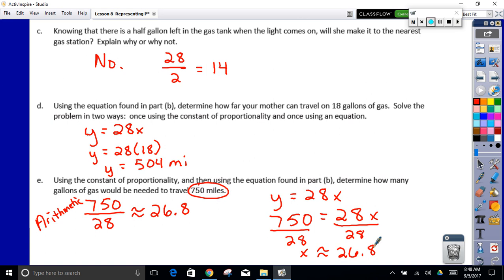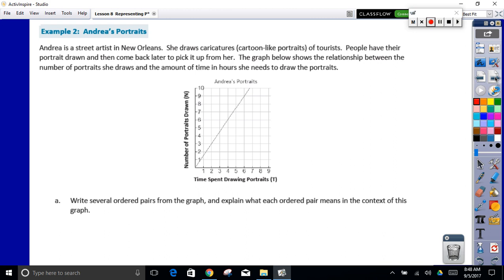Okay, example 2, Andrea's portraits. Andrea is a street artist in New Orleans. She draws caricatures, which are cartoon-like portraits of tourists.